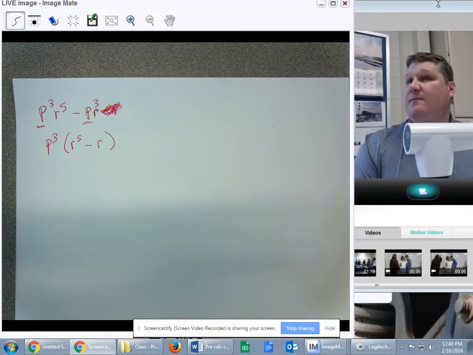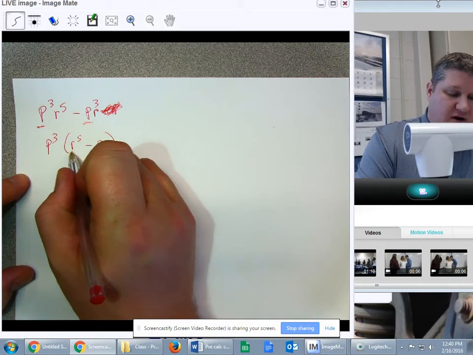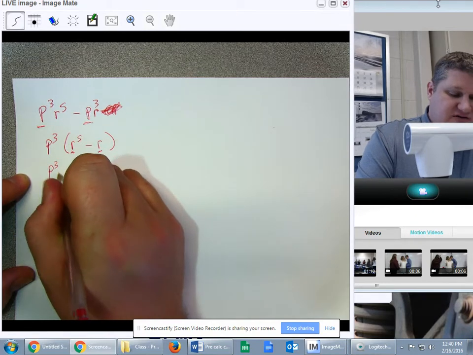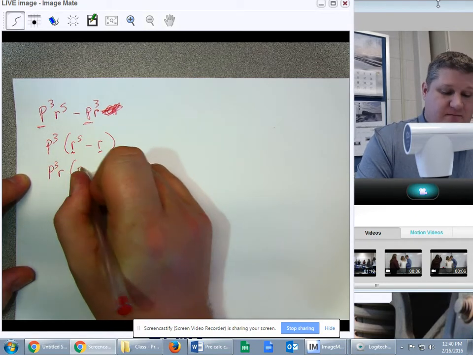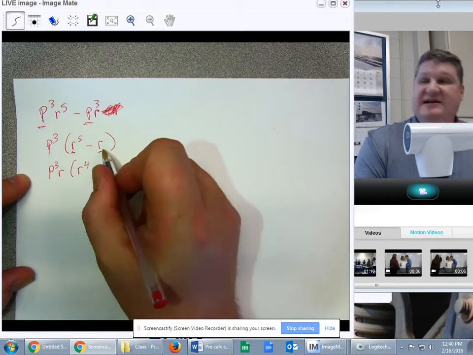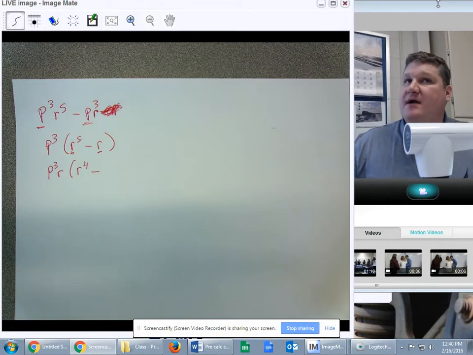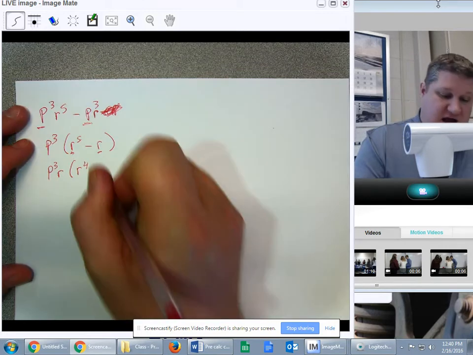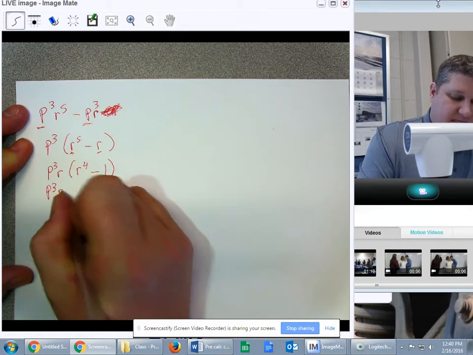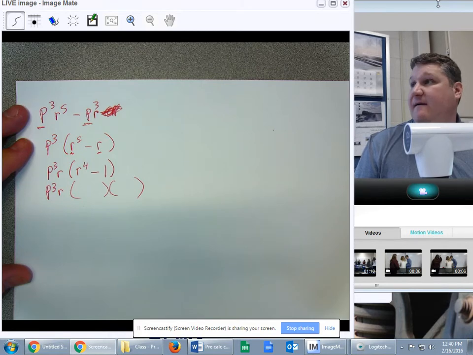What do you see now? r. So can I take an r out of here and out of here? Excellent. Taking r out leaves r to the what? Fourth, minus. And if I take one r out of one r, what am I left with? 1. Now can I break this up into two pieces? Let's do it.